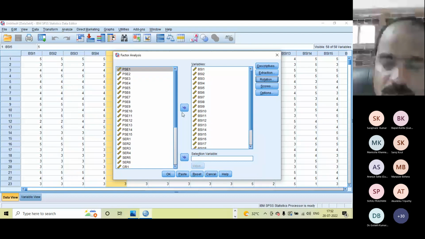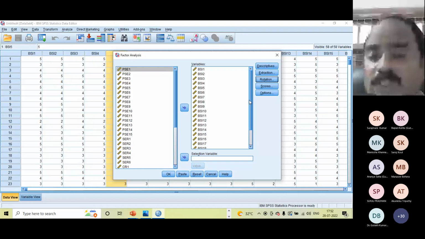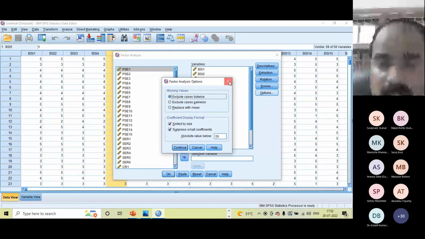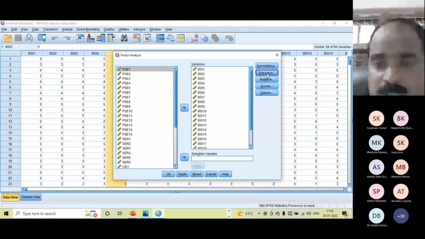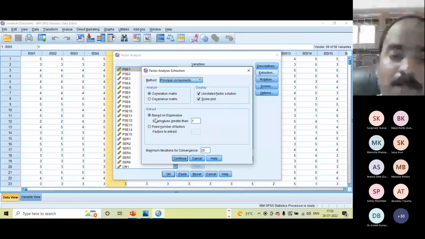Now, what is the second very important thing according to Herman? Go to the option, extraction. Please look here. By default, it will be based upon eigenvalue. But according to Herman, you need to fix one. I need only one factor.